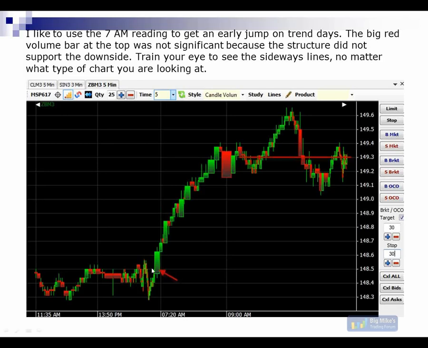So here was our 7 a.m. reading, and immediately we saw the volume come in, the range come in, taking out resistance area, previous highs, and a pretty steady trend up. Now, don't get hung up just because there's a big bar here, because there's nothing in the price structure that would support a climax selling or a distribution top or anything like that.